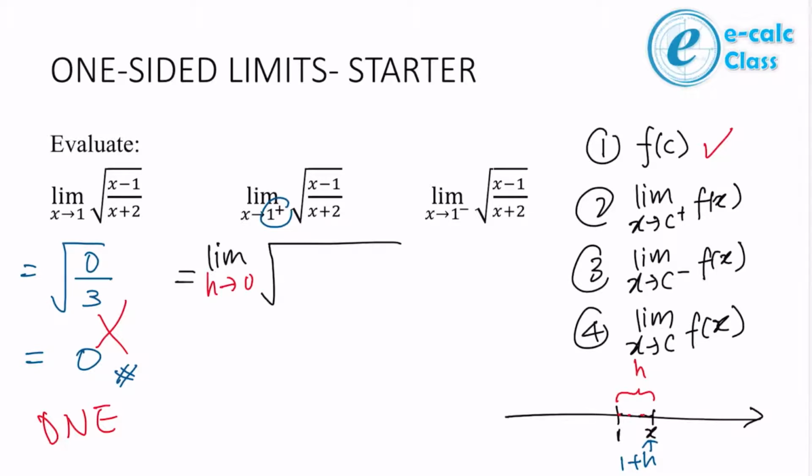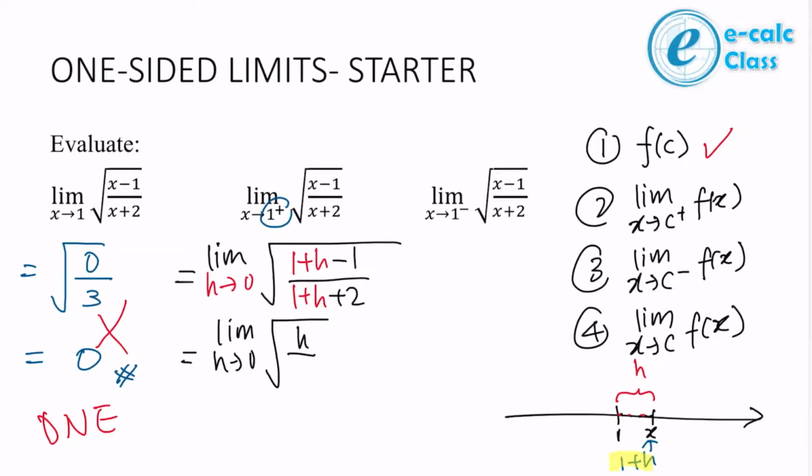Everything must be in terms of h. Okay, so this is why just now I asked you, how would you express x in terms of h? So obviously, you'll just replace your x with 1 plus h. Okay, then minus 1. Then 1 plus h plus 2. And now, what you got? Okay, maybe one more step. The limit as h approaches 0 of h over 3 plus h. Am I right?